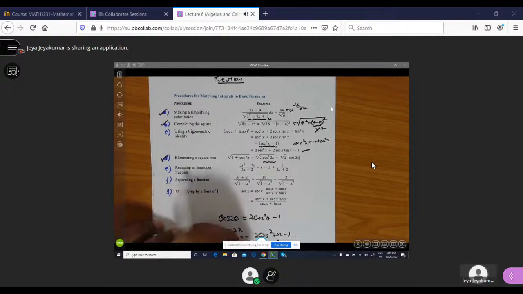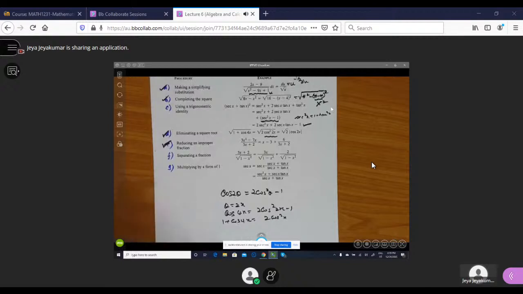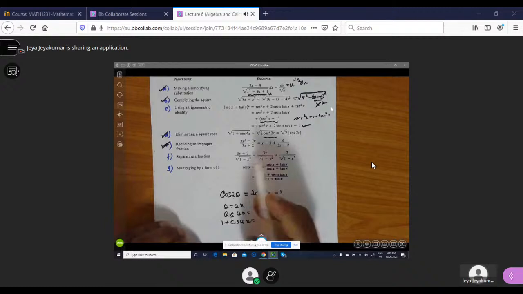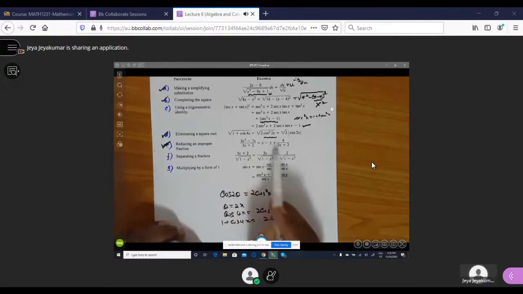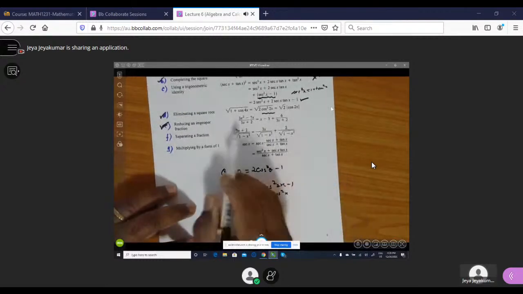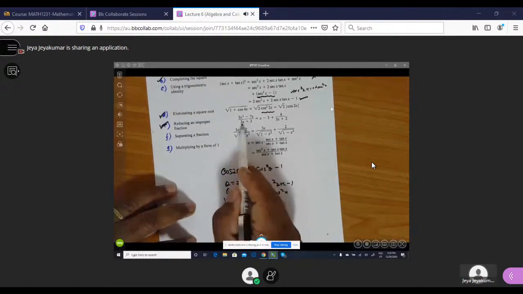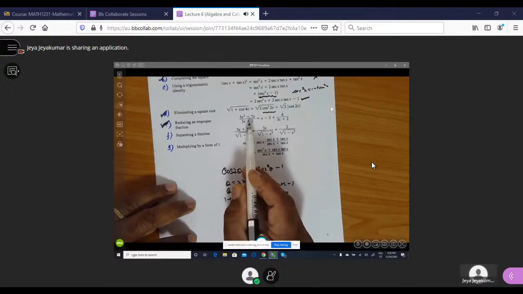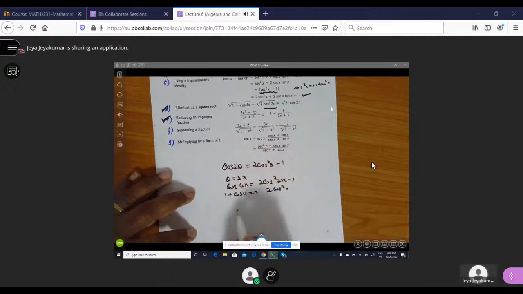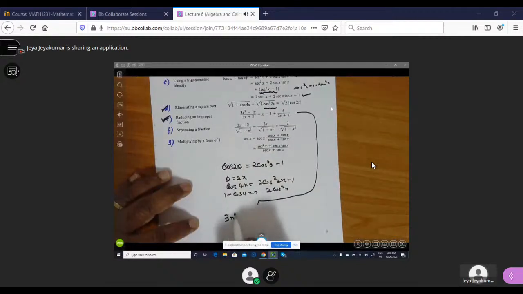Now, another technique that we often use, part B here: reducing an improper fraction into simple fractions. For example, we have (3x squared minus 7x) over (3x plus 2). So we can write this as a sum of two functions. How do you do that? Well, we want to divide 3x squared minus 7x by 3x plus 2. You can use polynomial factorization or the long division algorithm. Let me use the long division algorithm here. So 3x squared minus 7x, you want to divide this by 3x plus 2, right?